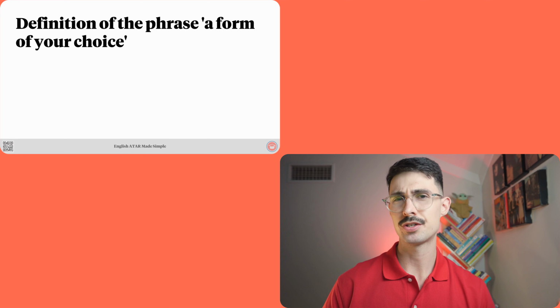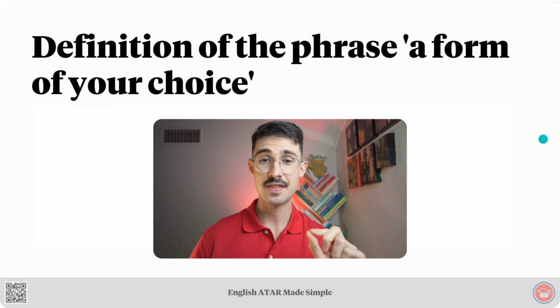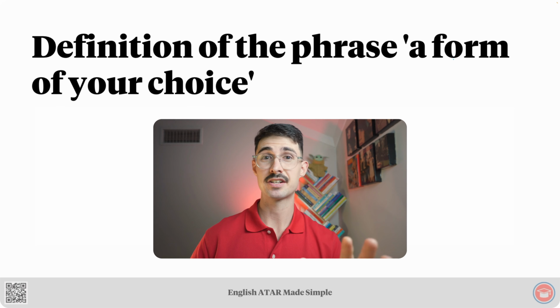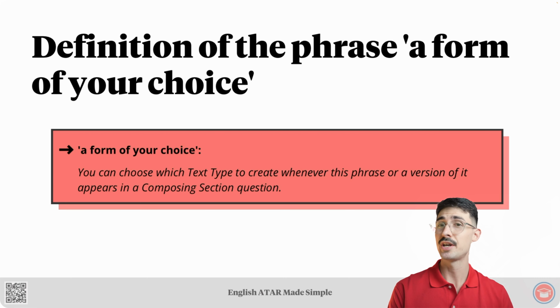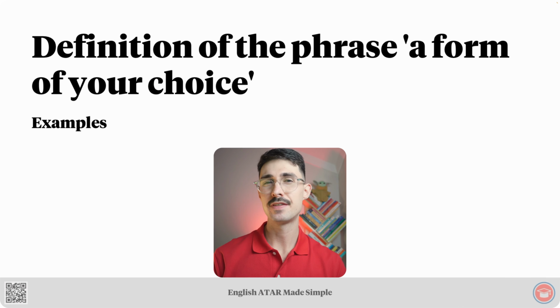If you've taken a look at some of the past WACE exam composing section questions, you might have noticed that some of them don't actually specify what text type you need to write in. Most of those questions use the phrase a form of your choice. When you see this phrase in a composing section question, I want you to remember the following. You can choose which text type to create whenever this phrase or a version of it appears in a composing section question.